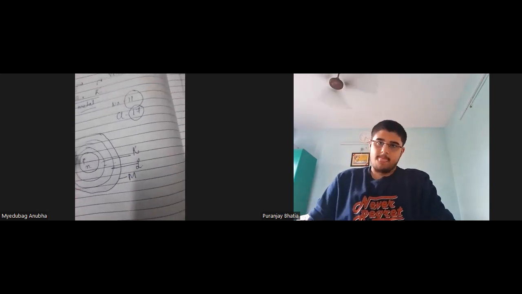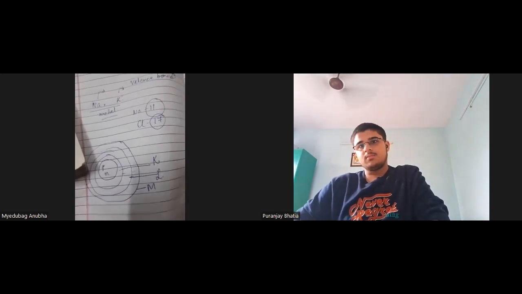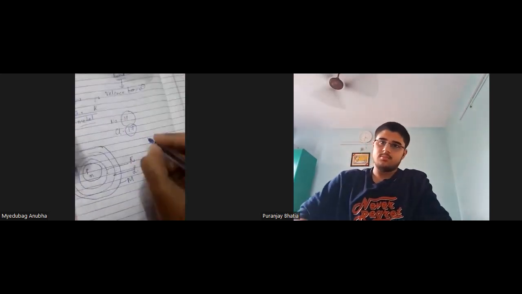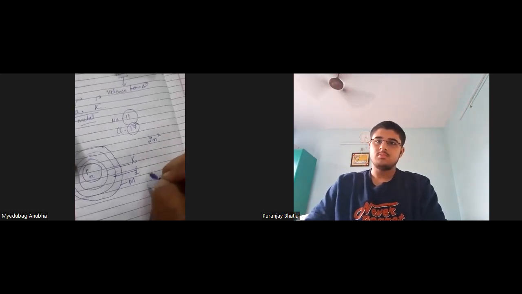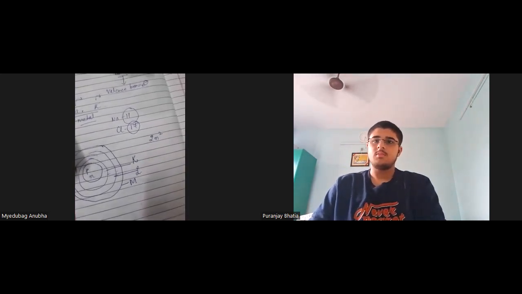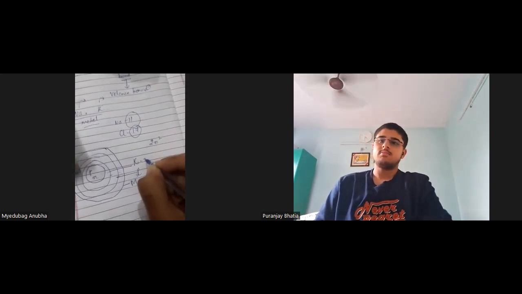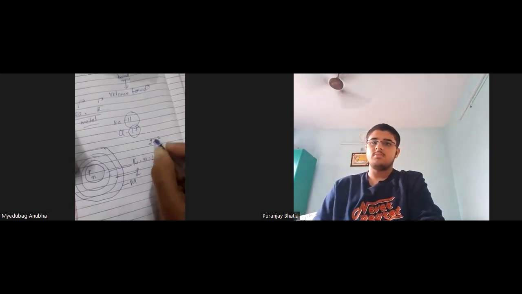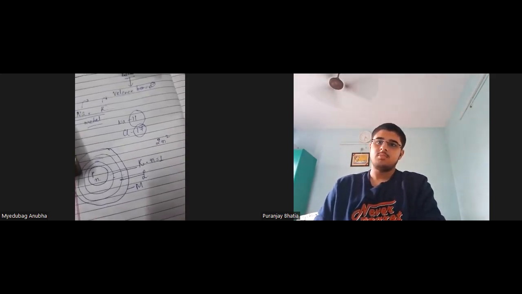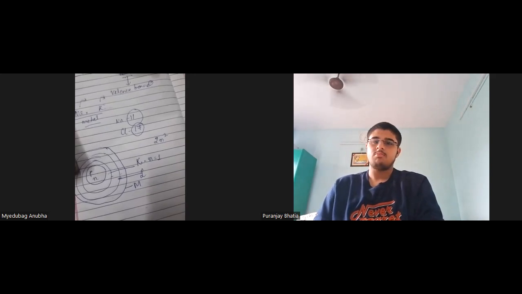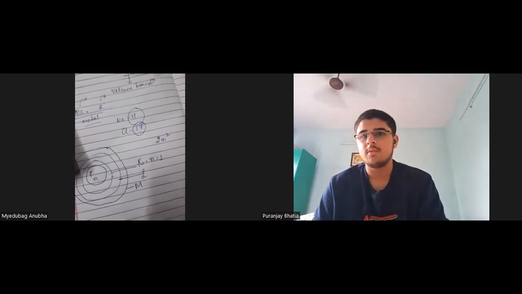Now, what rule do we follow to fill the electrons in these orbits? The formula which we use is 2n square, the simple 2n square formula, simple basic maths. If I'm talking about the K shell and I take the value of n as 0, then everything will be 0. There would be no electron, and an atom without an electron is not possible. Even hydrogen has a single electron inside it.